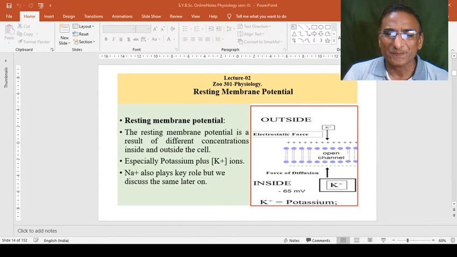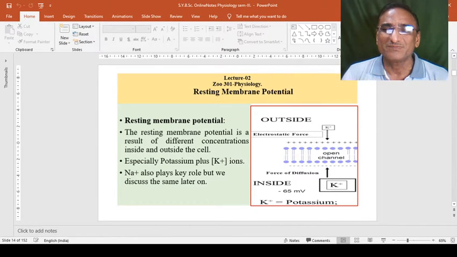Dear students, as usual we will continue our next topic of the first unit in physiology. Last time we saw the structure of the neuron: the soma, the dendrites, the central elongated axon, and the axon endings. In this way the nerve passes impulses from the dendrites to the axon.